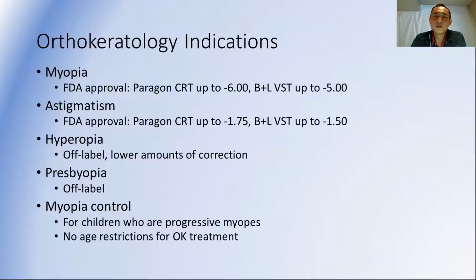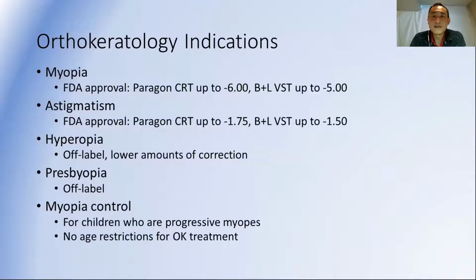The main concern with fitting children that young is, first of all, will they be accepting of the lenses on their eyes? Are the parents going to be able to put the lenses on and take them off and take care of them properly for their children? And are the children going to be able to communicate any problems that they might be having with the procedure itself?